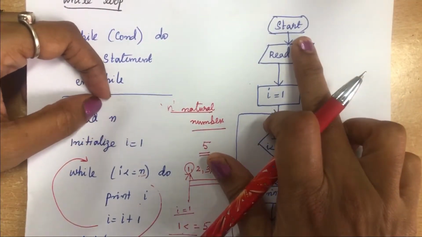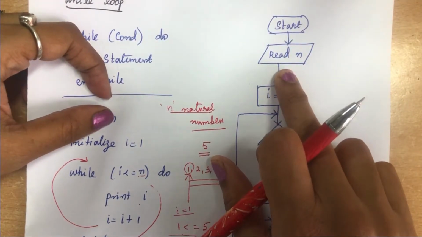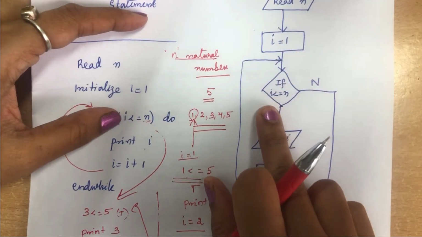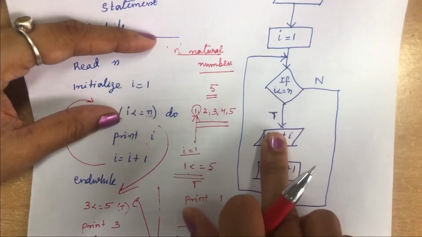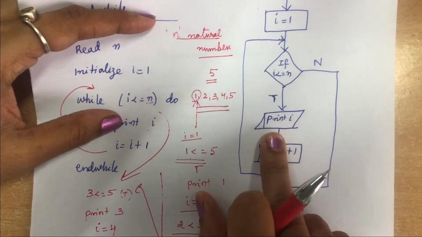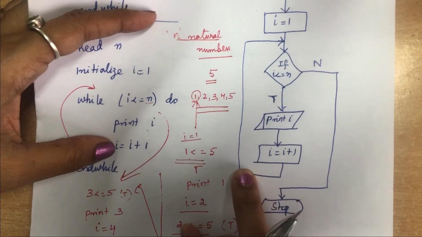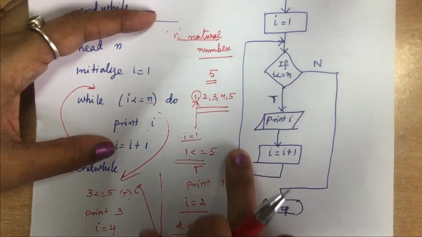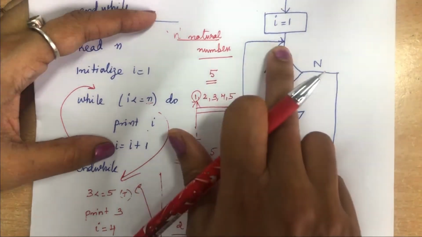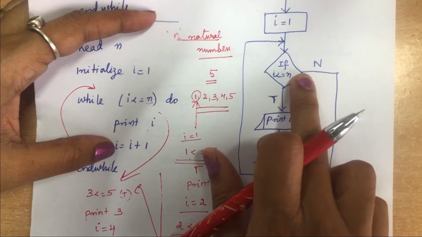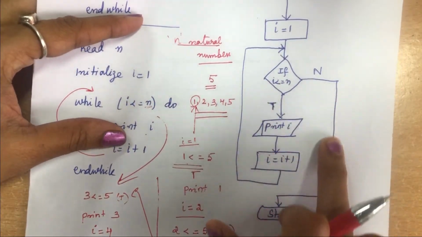First we are going to use start, then read n, and initialize I equal to 1. I am going to check the condition: if I is less than or equal to n, and the condition is true, I am going to print this I and increment the I value. From here the loop has to be repeated again and again until the condition fails. Once the condition becomes false, it comes outside the loop.